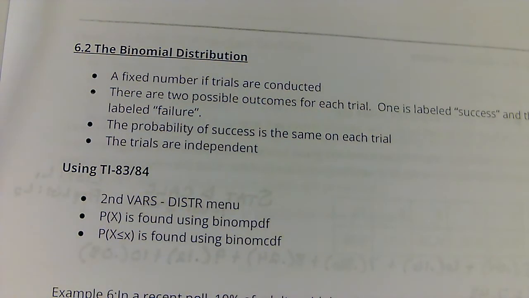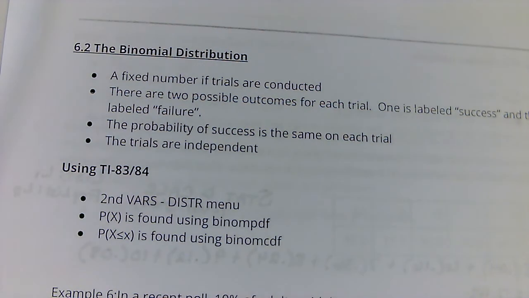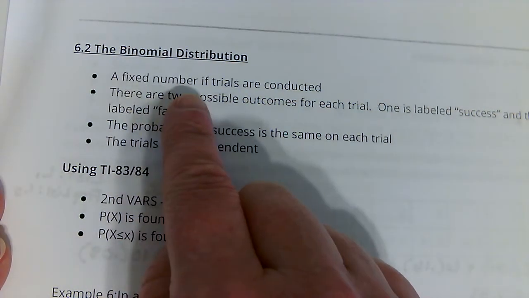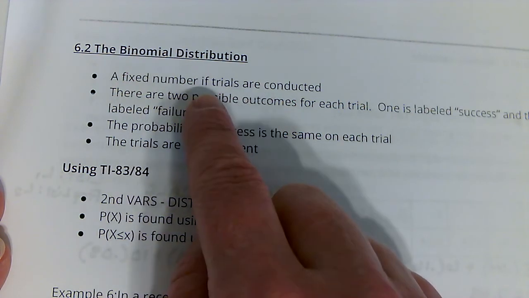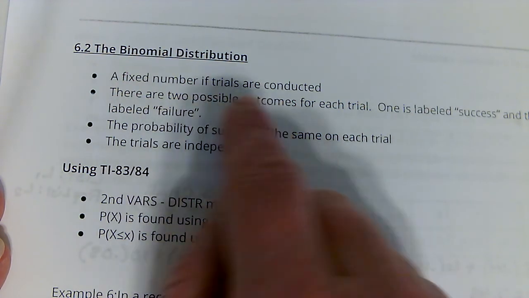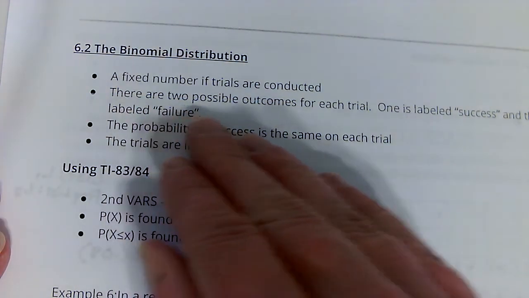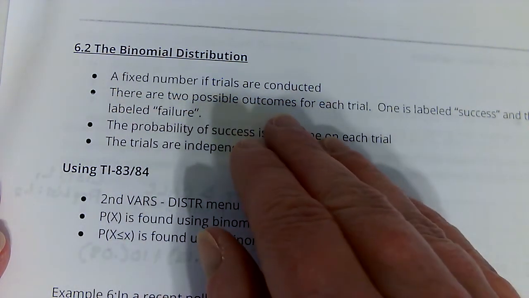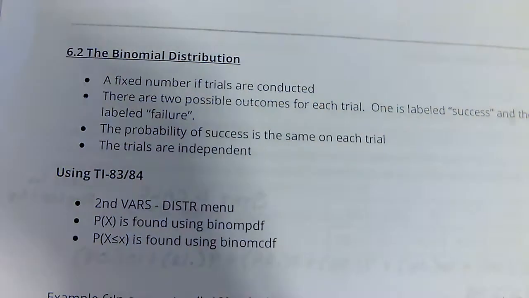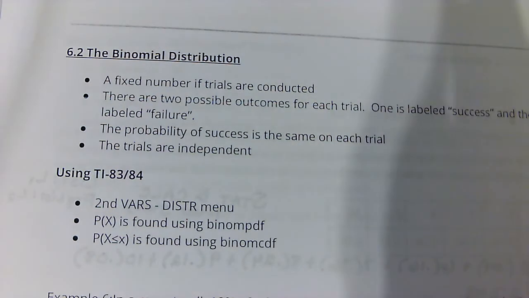In 6.1, we looked at probability distributions. Now we're going to look at a specific type, and it's called a binomial distribution. A binomial distribution has some key features. The first one is that there's a fixed number of trials conducted. There are two possible outcomes for each trial: success or failure. That's it.